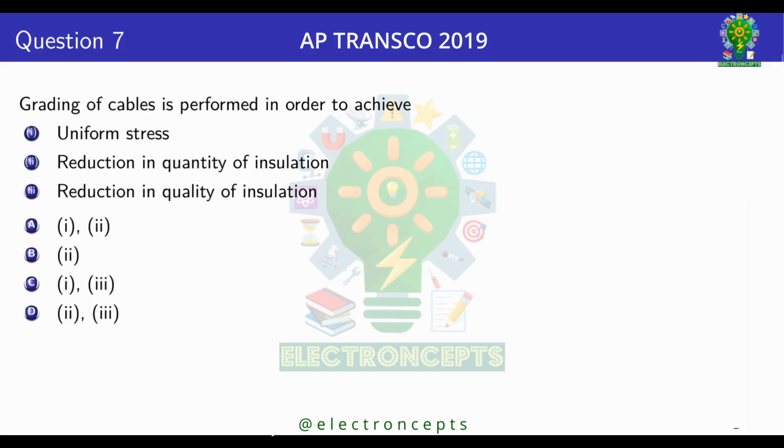Question number 7. Grading of cables is performed in order to achieve. Grading of cables is a process used to equalize the dielectric stress across the insulation layer for achieving more uniform stress distribution. And if stress is uniform, less insulation is required for the same voltage rating, and it is not related to quality of insulation. Therefore, option A is correct.